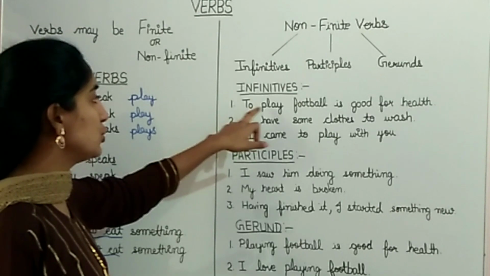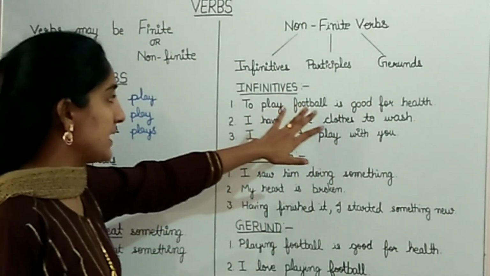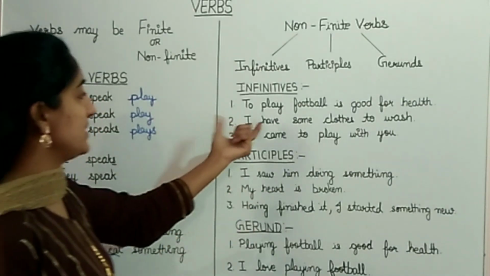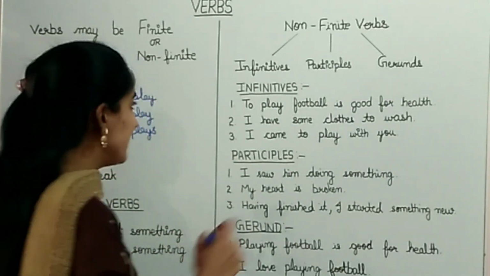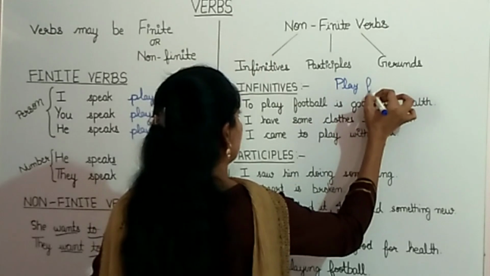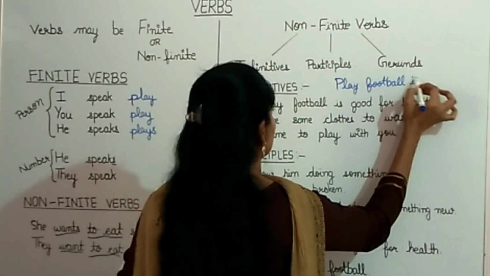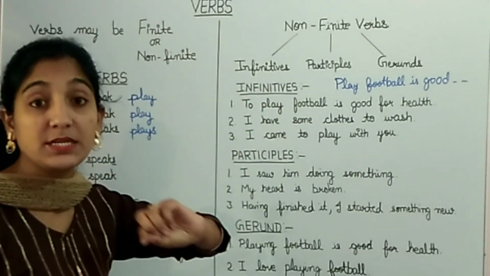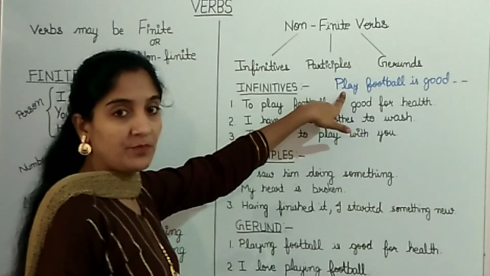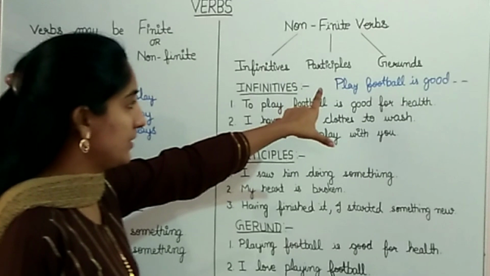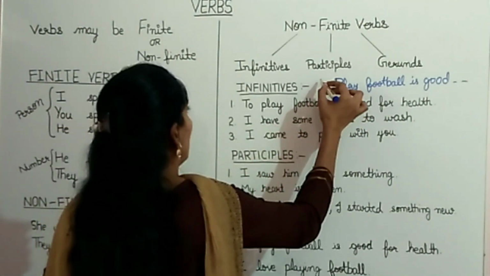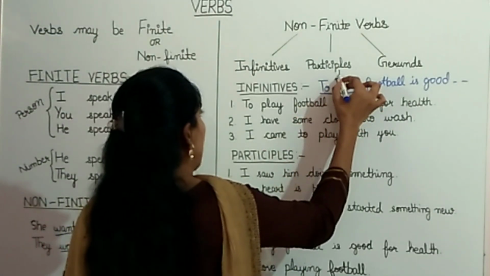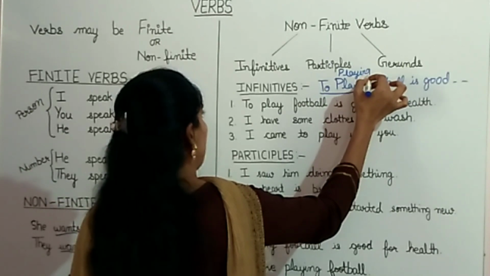Now, here see the first sentence: to play football is good for health. Now, in this case, which one is the subject? The subject may be a noun or a pronoun. Now, you have to identify the subject. Now, see, if I say, play football is good for health. This sentence is grammatically incorrect because here there is no subject. But if we add to before play, now this will work as a subject. Or if I add ing to the word play, playing.